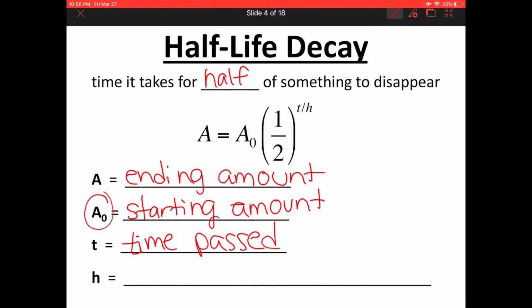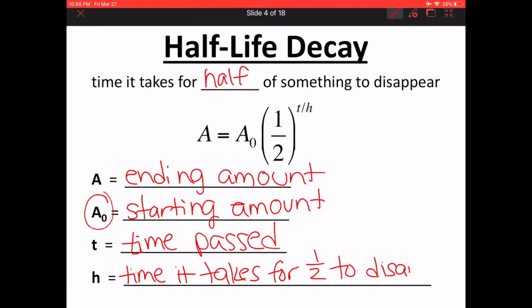H represents the time it takes for half to disappear. So in essence, H is representing the half-life. What is the half-life of this item? How long does it take for half of it to disappear?